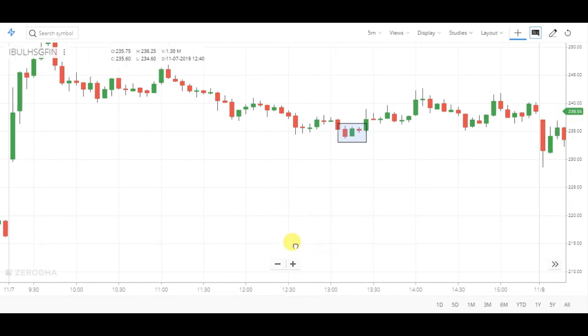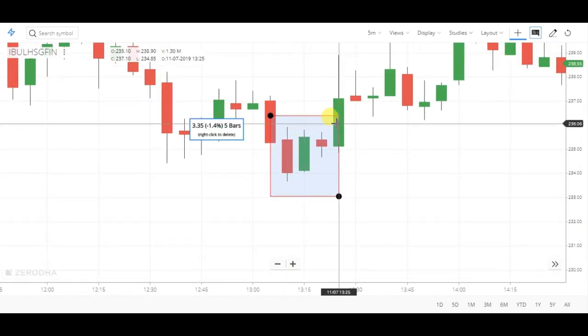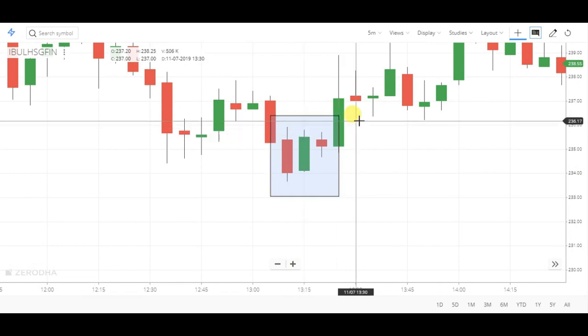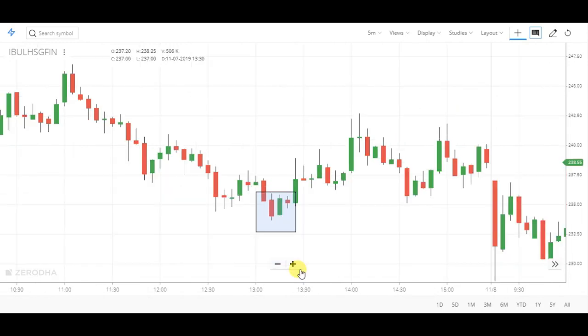Again, on the very next day, we can see that this pattern is formed over here, and this candle broke the high of the first candle, and we can see the 1 to 1 risk to reward ratio is achieved. So now the question is how we can find this pattern in intraday.